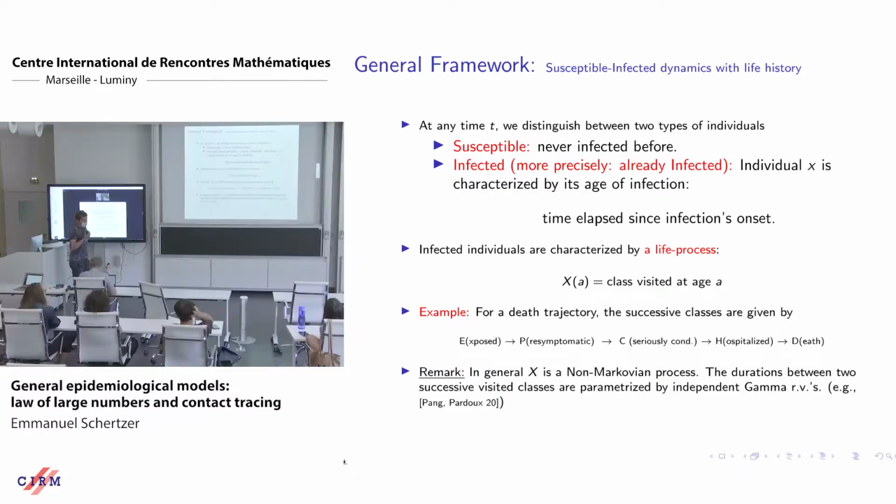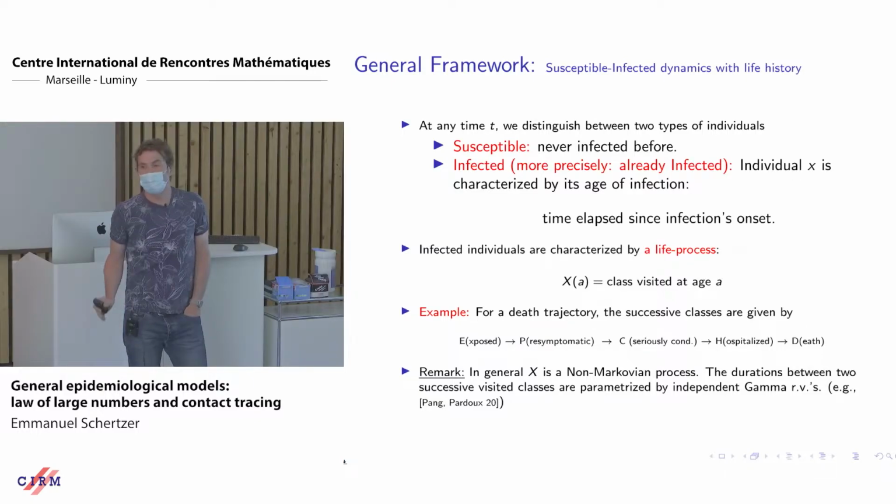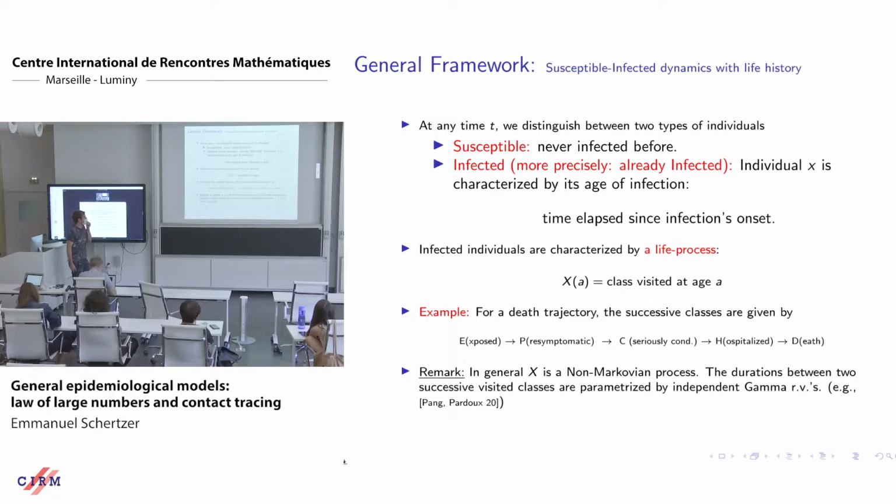So let me start with an individual-based model, okay, or a class of epidemiological models. So here the main idea is to distinguish between two types of individuals. So I want to partition my population into two types, first of all. So the first type is susceptible, and the second type is infected. And by infected, I probably mean something a bit broader than what is usually meant. I should say already infected. So infected means that you have been infected in the past.